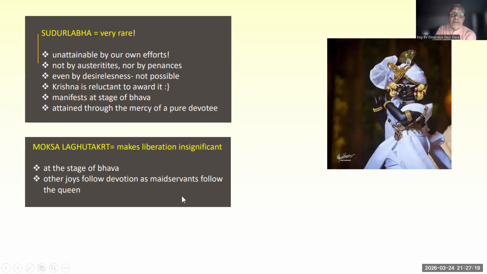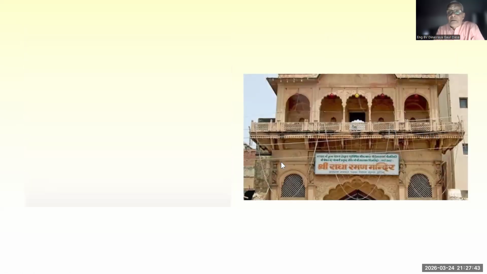So moksha is insignificant, and others' joy follows devotion as maidservants follow the king. So this is in the first stage, sadhana bhakti. We talked about kleshagni and of course about the shubhada, or the auspiciousness. In the bhava bhakti, sudurlabha and the moksha laghu krita, these are two symptoms.